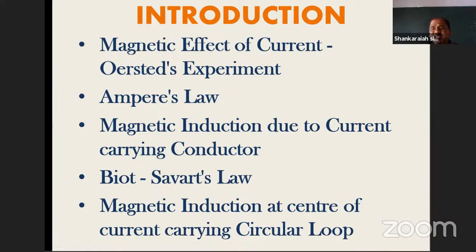Where mu naught is the permeability in vacuum. It is the property of a medium which determines the magnitude of force between two poles of a bar magnet. Now write the vector form. How to write the vector form here? dB is equal to mu naught by 4 pi I dl sine theta divided by r square. Multiply and divide with r.